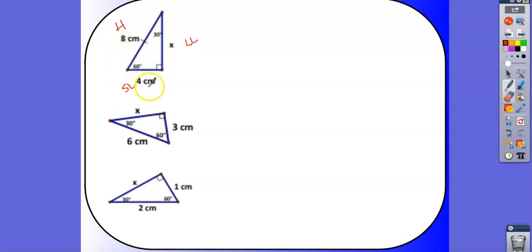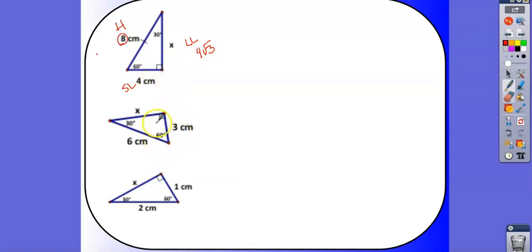So if my short leg is 4, my long leg is 4 times root 3. My short leg is 4. I'm going to multiply times 2, and I'll get the 8. See how that worked? I forgot that I already had the 8 there. And look, if you go backwards, 8 divided by 2 will give you your short leg of 4. 4 root 3 divided by root 3 will go back and give you the short leg of 4.